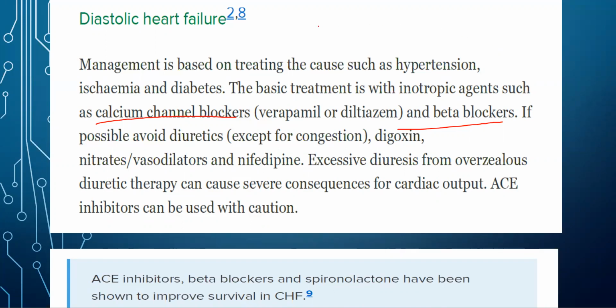Now, sometimes they ask in the exam which medication does not improve survival in congestive cardiac failure. These are the three drugs which improve mortality in heart failure patients: ACE inhibitor, beta blocker, and spironolactone. All other drugs don't improve survival. So furosemide doesn't help. Remember that. Calcium channel blocker doesn't improve survival. Only these three improve survival.